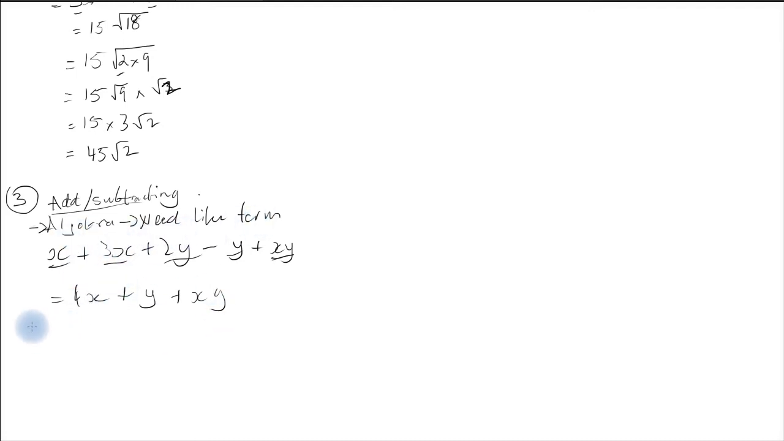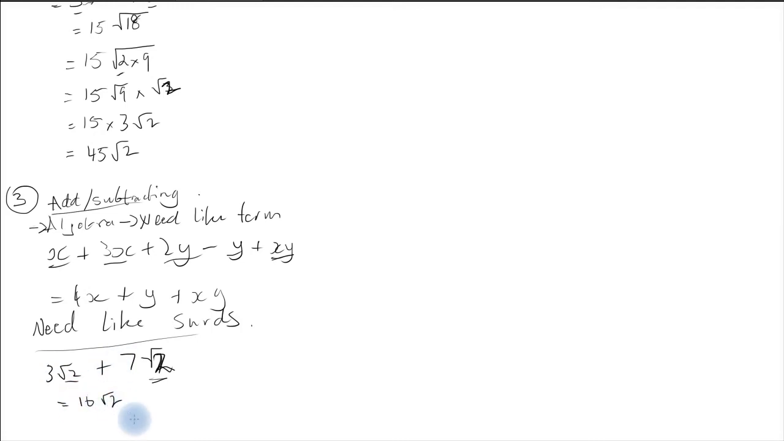So in surds, we need like surds. You need like surds to add or subtract. So if we had something like 3 root 2 plus 7 root 2, we notice that we've got the same surd in it, a root 2, so we can add it up because they're like surds. 3 plus 7 gives 10 root 2.